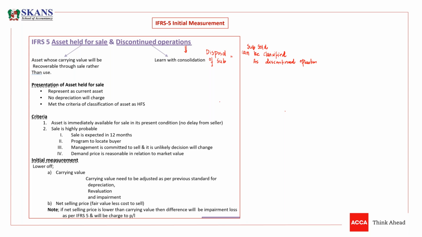Then the consolidation procedures will be the same. You have to eliminate unrealized profits, pick up the subsidiary's assets and liabilities, and pick up the subsidiary's profits. The process will be the same. You have to eliminate intra-group receivables and payables. But if the subsidiary has been classified as a discontinued operation, then you have to present this subsidiary's profit or loss as a single line item.